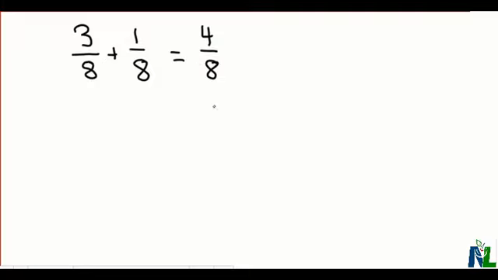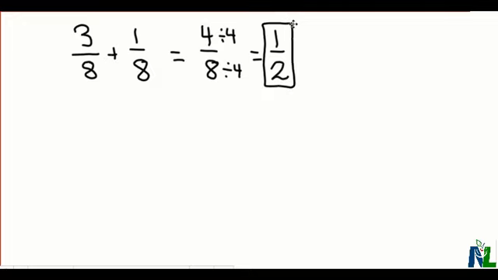You should also notice that this answer isn't in simplest form. Both 4 and 8 can be divided by 4. So the lowest terms of our answer is 1/2. So you can see here, in order to add fractions using symbols, you need a common denominator, and that stays the same, and all you have to do is add the numerators.